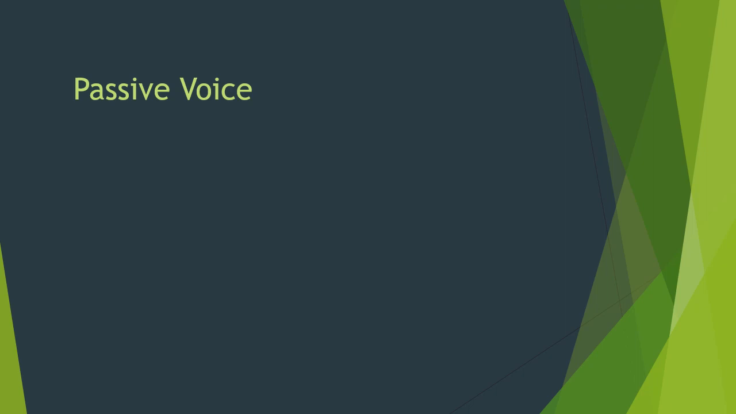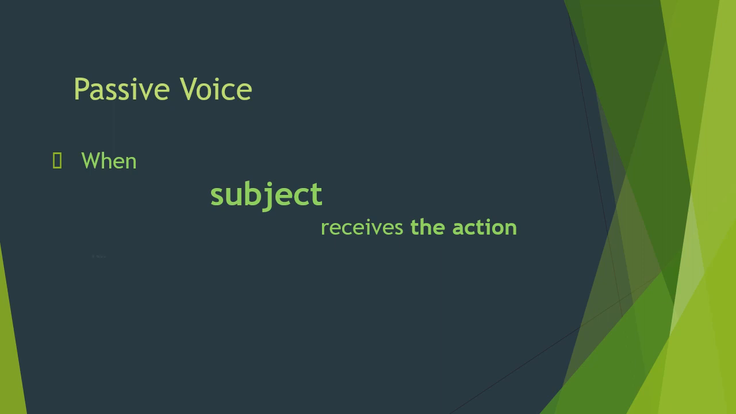Now let us learn about passive voice. What is a passive voice? It is nothing but the vice versa of active voice. That means when the subject receives the action, or else when the object does the action. A sentence is said to be in passive voice when the subject is acted upon. It is used very less. When the subject receives the action, the subject is said to be passive. So, the sentence is in passive voice.